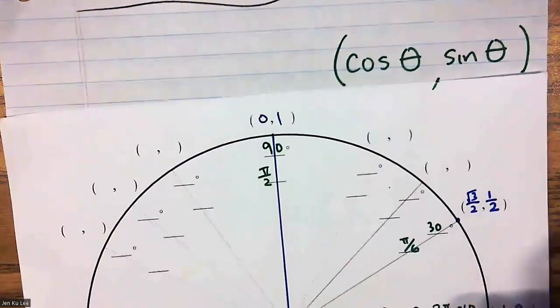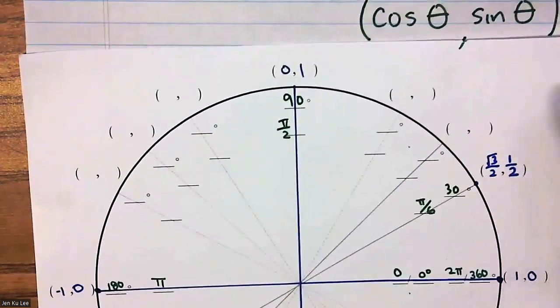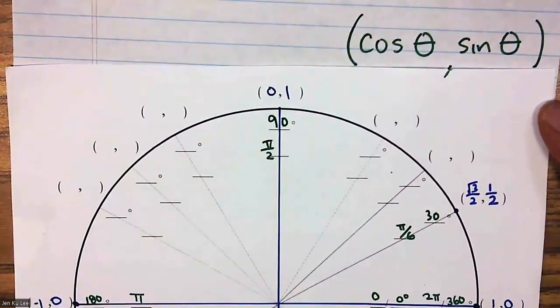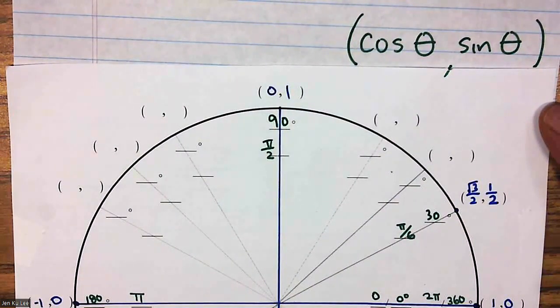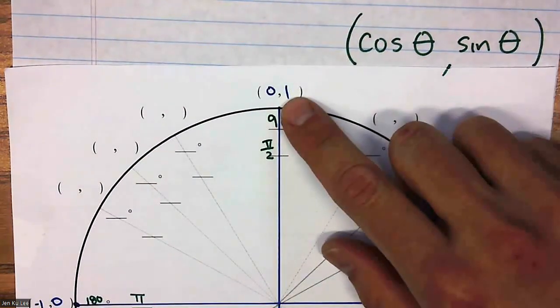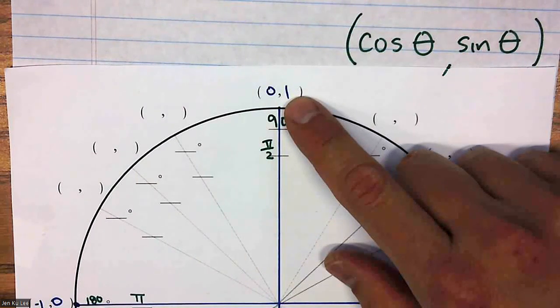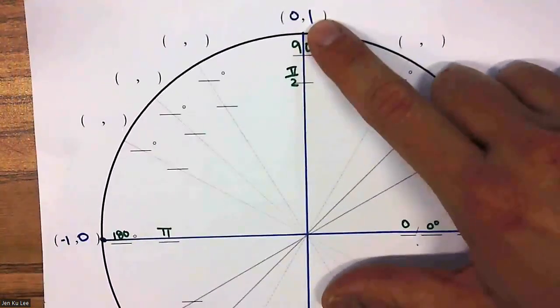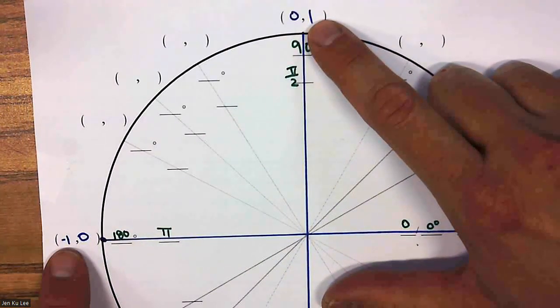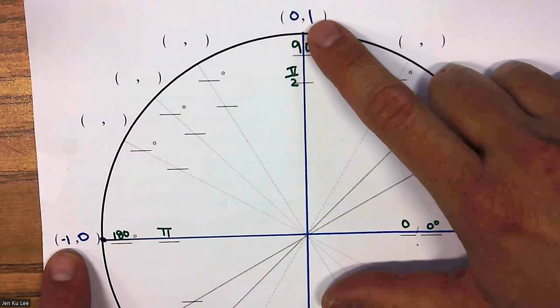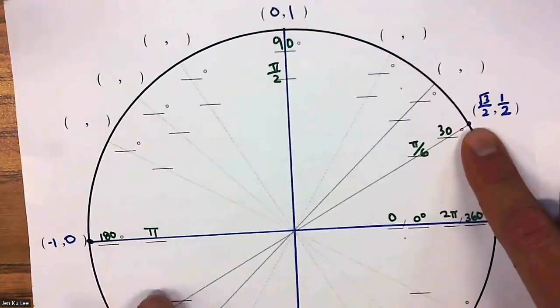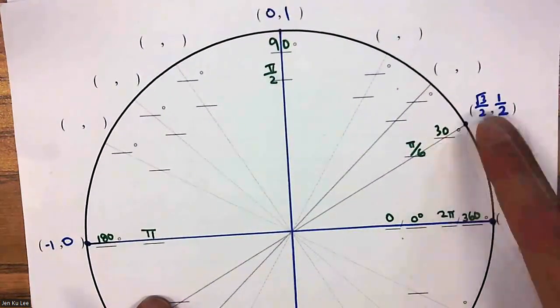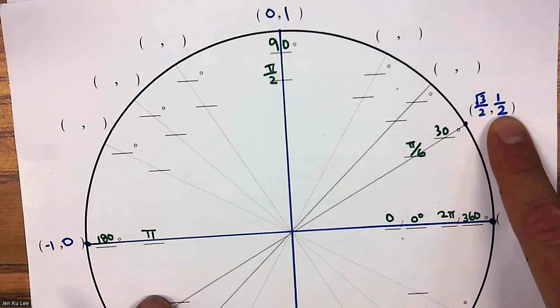So if I ask you, what is the sine of 90 degrees? 1. What is the cosine of 180 degrees? -1. What is the sine of 30 degrees? That's 1/2. That makes sense? Okay. Cool.